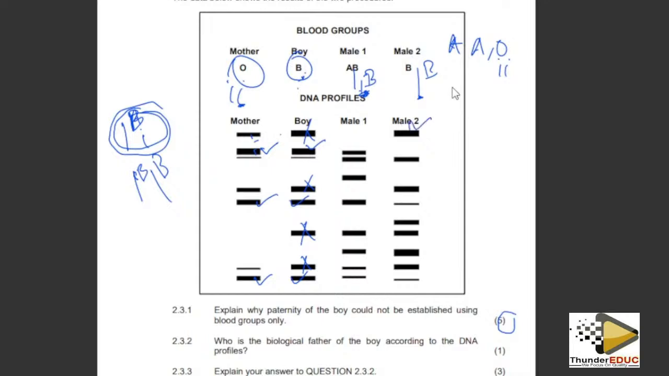Okay, this one, yes, it matches. You see, this one, yes, it matches. You see, this one is matching with this. This one is matching this. That's why we say that individual 2 is the father. Male 2 is the father of the boy, because the remaining bands of the boy have matched with male 2. All right.